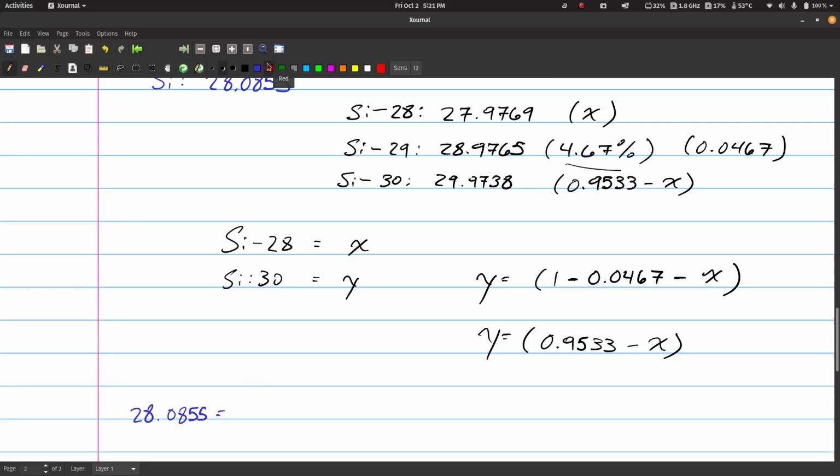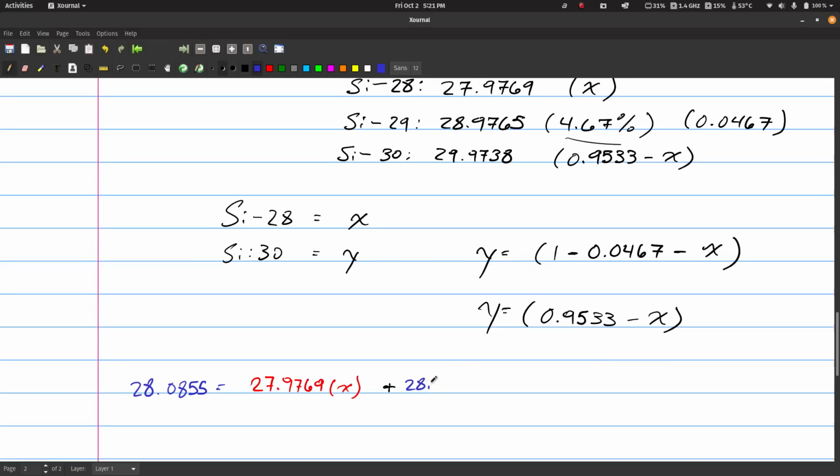So this equals 27.9769 times X, plus 28.9765 times 0.0467, and then plus 29.9738 times 0.9533 minus X. So we see what the like terms are.